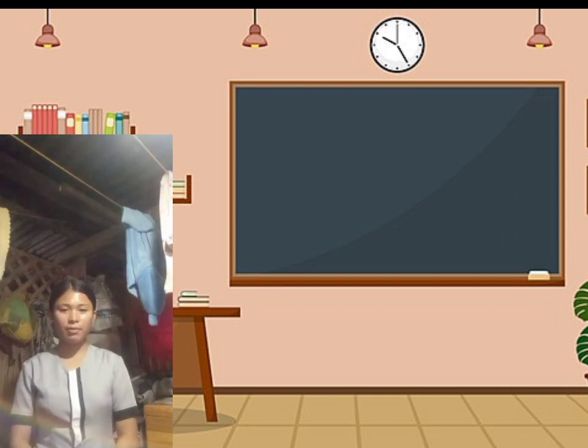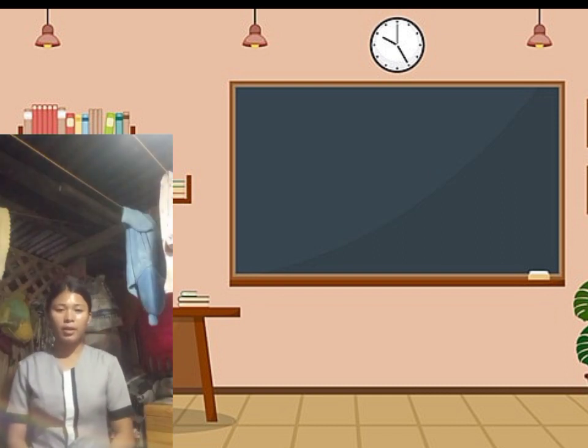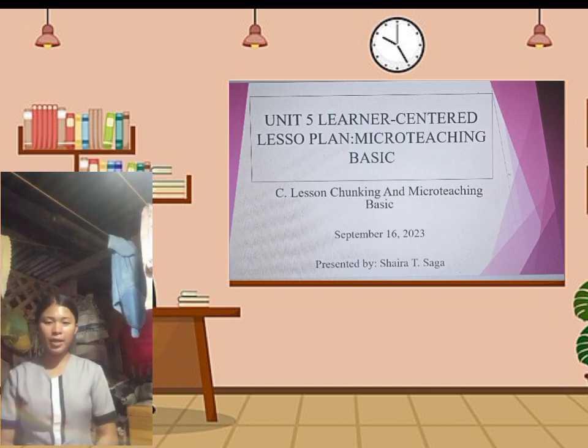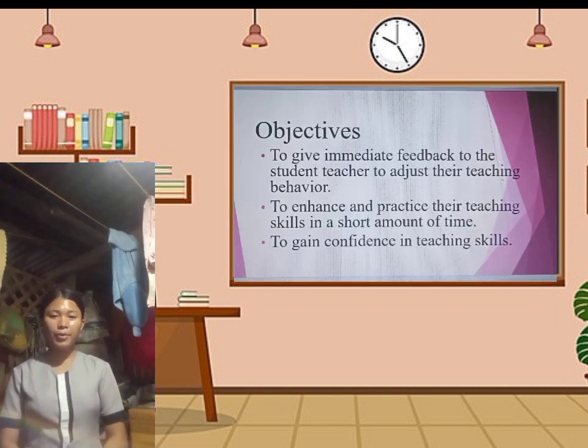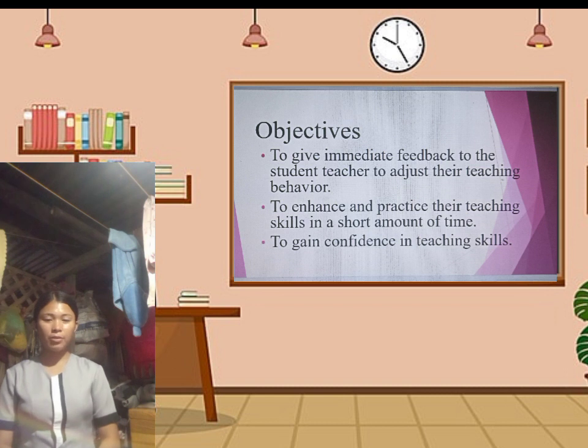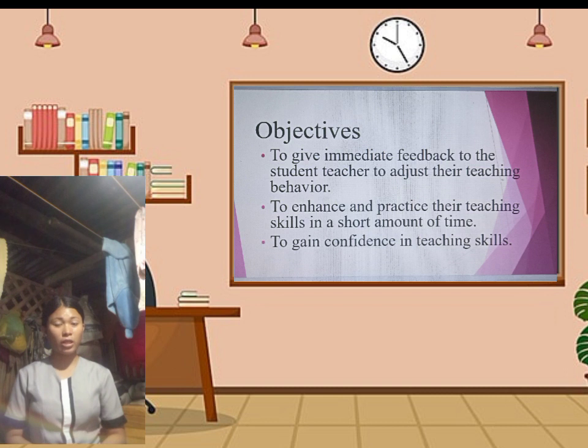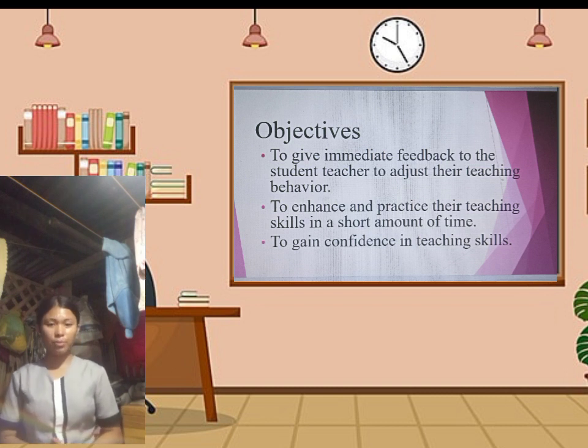So for today's video, we will talk about Microteaching Basics under Unit 5 Learner-Centered Lesson Plan. Our objectives are to give immediate feedback to the student teacher to adjust their teaching behavior. A supervisor will give feedback to the student teacher so that he or she will know what things need to be adjusted or changed about his or her teaching behavior.